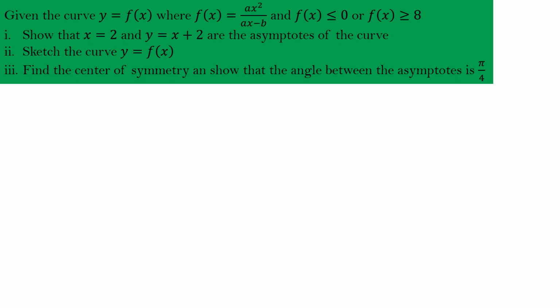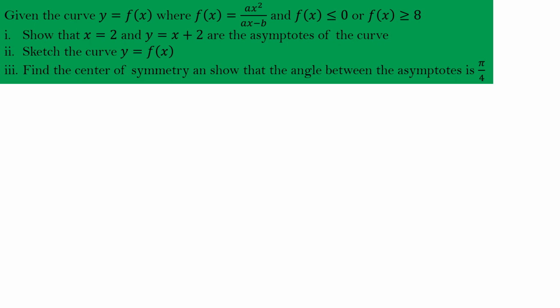Alright, so you have a curve given to you, and you also have some other information about the curve. So f of x equal to ax squared over ax minus b, and f of x less or equal to 0 as well as greater or equal to 8. So Roman 1 says we should show that x equal to 2 and y equal to x plus 2 are the asymptotes of the curve. Alright, so first of all, I'll try to get the exact equation of this curve.